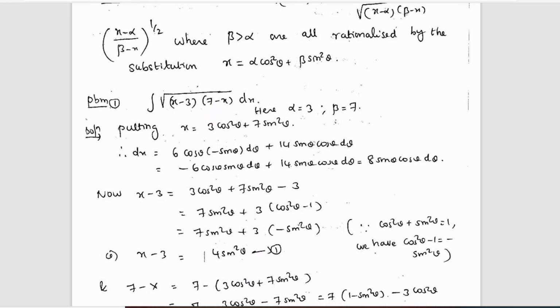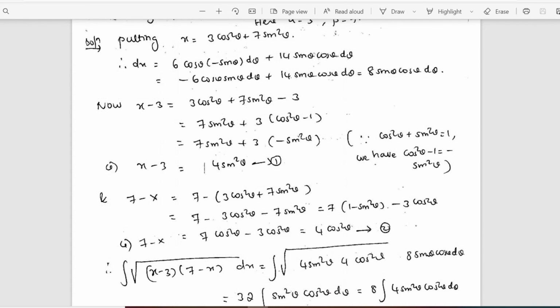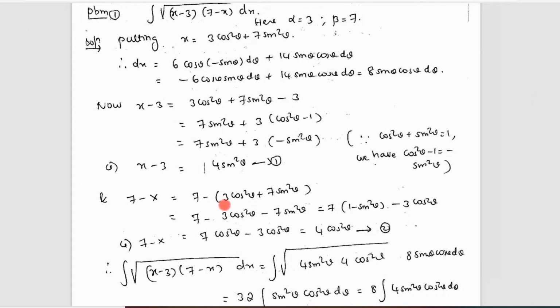Now find the value of 7 minus x. This is the value of x. So 7 minus of 3 cos square theta plus 7 sin square theta. Bring this minus inside the bracket. So minus 3 cos square theta minus 7 sin square theta. From these two terms, 7 is common, so take it outside. So 7 into 1 minus sin square theta minus 3 cos square theta. Now write the formula for 1 minus sin square theta. It is cos square theta. 7 cos square theta minus 3 cos square theta is 4 cos square theta. Take it as equation number 2.